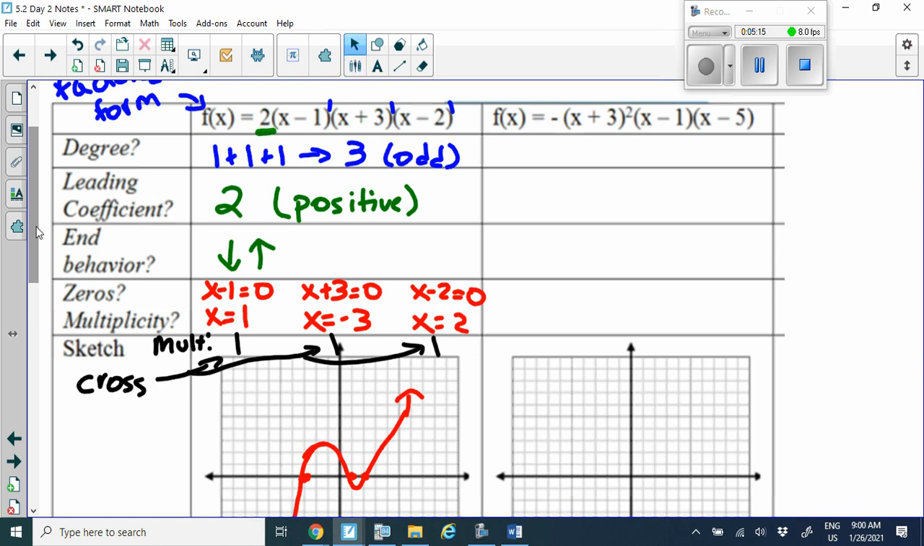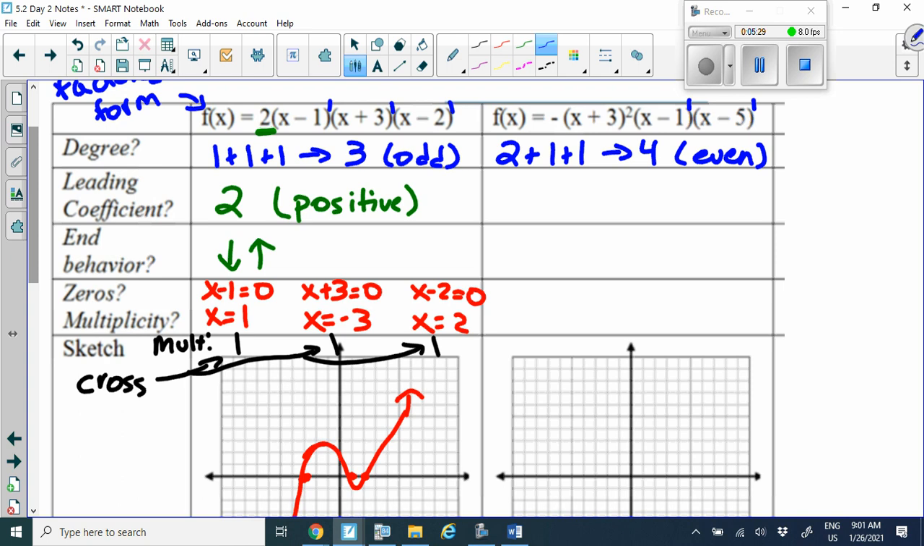So first, let's figure out the degree. So remember, we add the exponents. So on x minus 1, the exponent is 1. X minus 5, the exponent is 1. So I do 2 plus 1 plus 1, and that gives me 4. That's an even number. Now, notice what our leading coefficient is here.